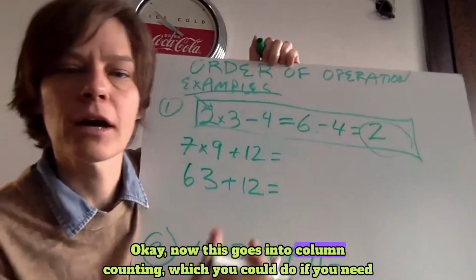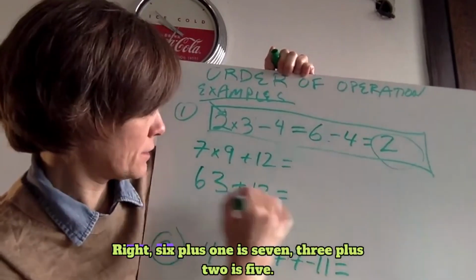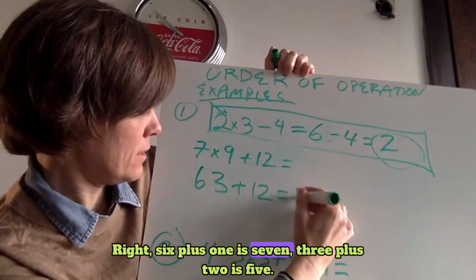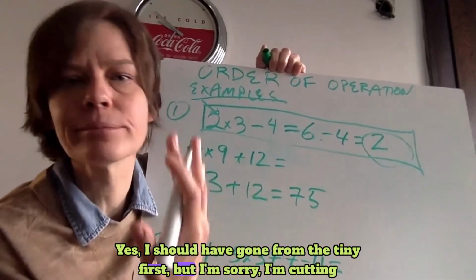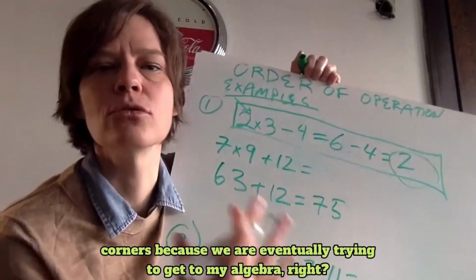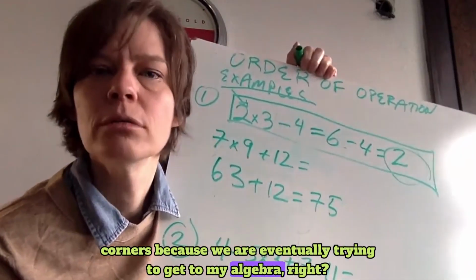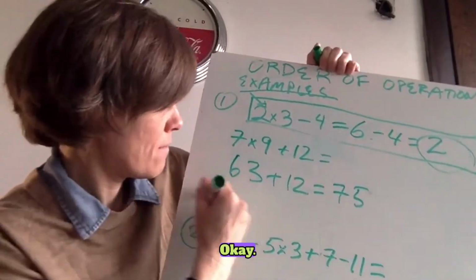Now, this goes into column counting, which you could do if you need to. 6 plus 1 is 7. 3 plus 2 is 5. I'm cutting corners because we are eventually trying to get to algebra. Okay, let's try this one.